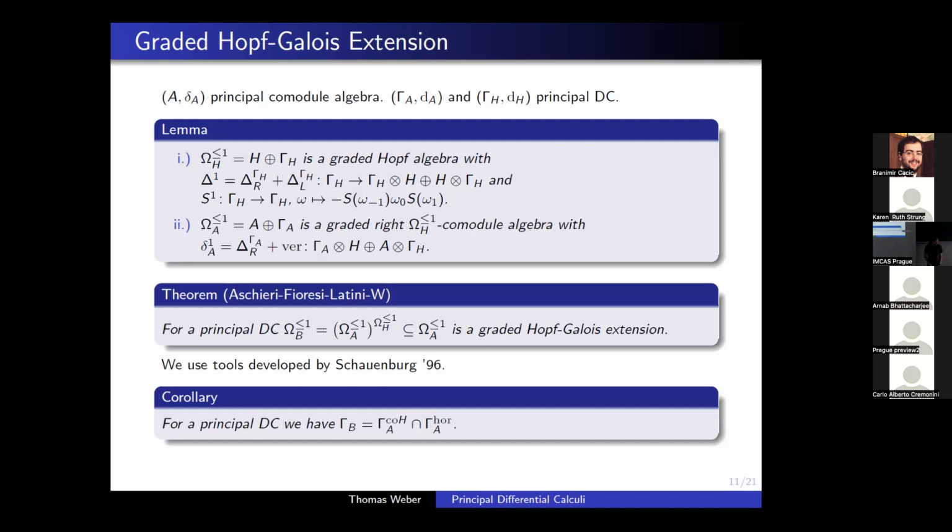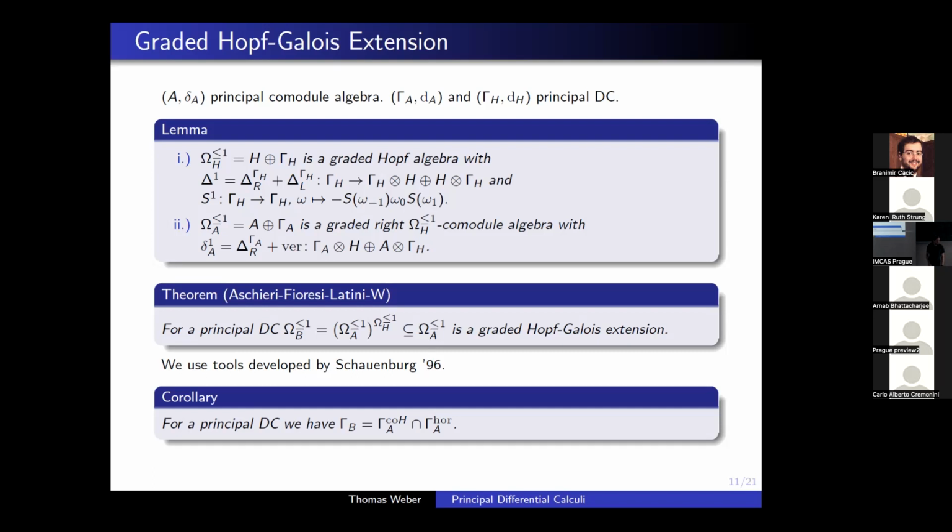Okay, how does this work? So this is a direct sum where we are just looking at the zero order, so just functions basically, and one forms, so H plus Γ(H). And we can see this as a graded algebra by simply, okay, you know how to multiply. And if we multiply two one forms, we simply get zero.